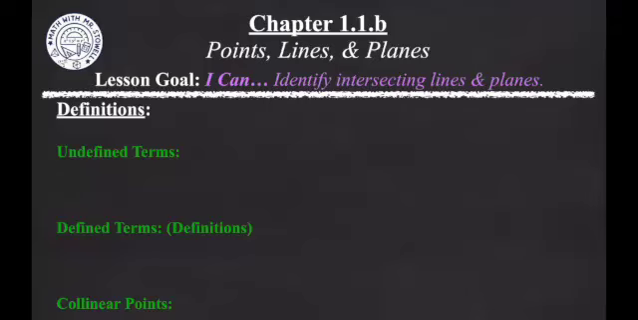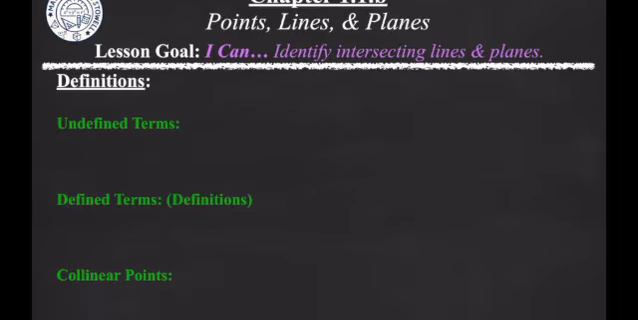The goal is for us to be able to say, I can identify intersecting lines and planes. Remember, we talked a little bit about defining what points, lines, and planes were yesterday. So we are going to continue that conversation today with the new idea of intersecting them. But before we do that, let's talk about the vocabulary, just to make sure we understand what the vocabulary was.